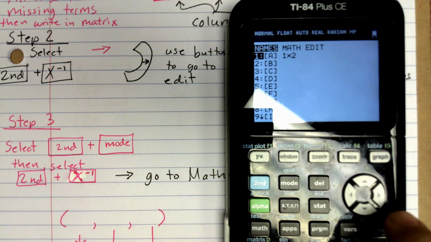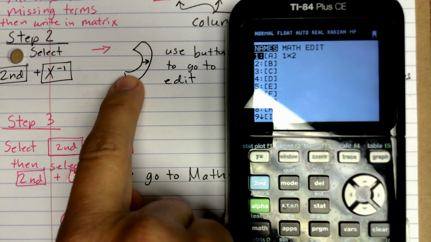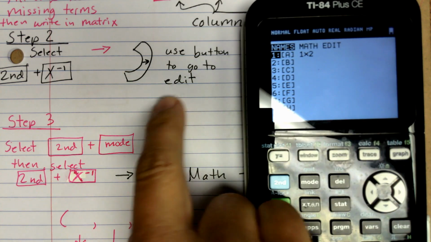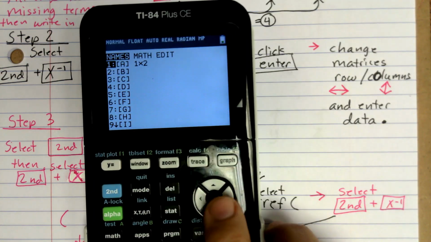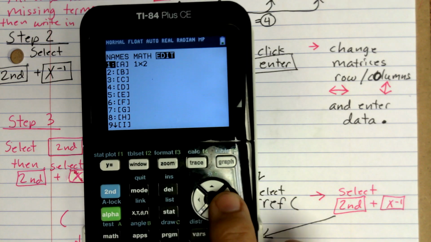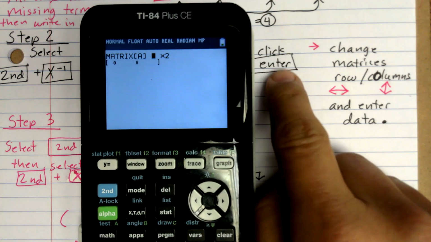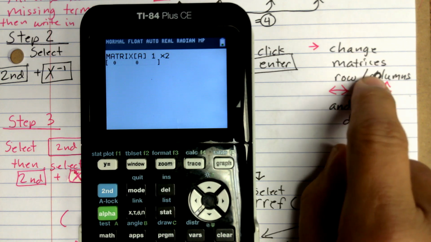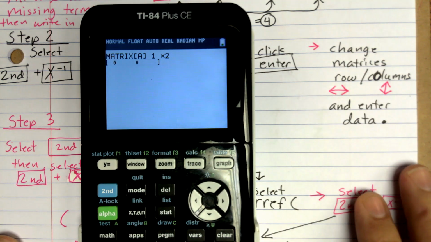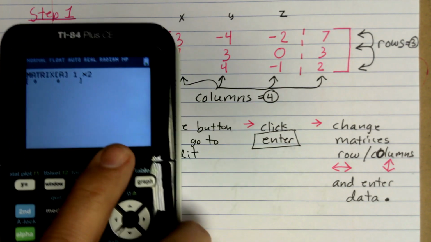Now once I've done that, I am going to use this side arrow. That's what this little symbol represents. I'm going to use that button to go to edit. So I'm going to click it and go to edit. Once I'm at edit, I'm going to hit enter, because notice it says click enter, and then it says change matrices, rows, and columns.